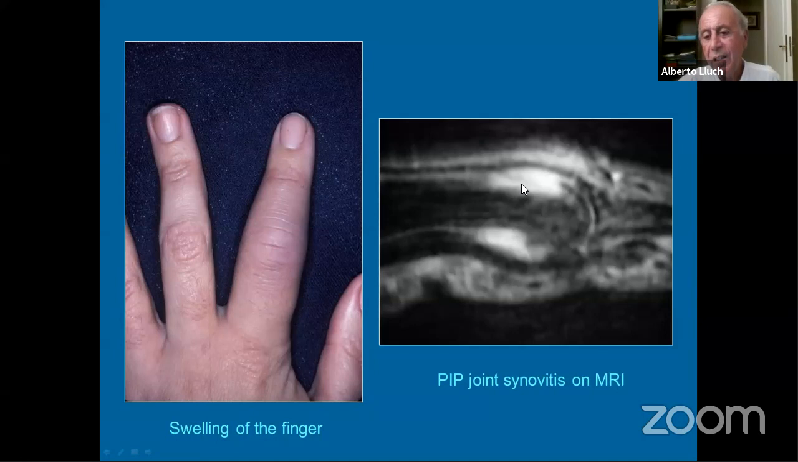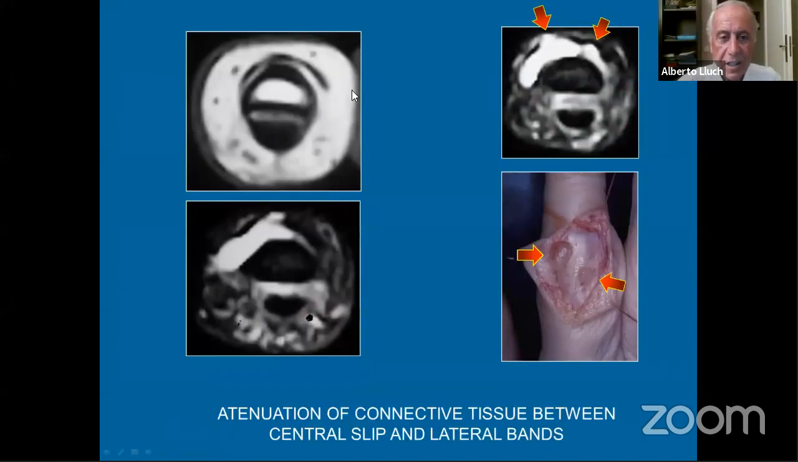But the central slip is still intact, because we can see here on the left the central slip, one lateral band, the other lateral band, the proximal phalanx, and the pulley of the flexor tendons. This is normal anatomy. If we have a synovitis and do an MRI transverse section, we'll see that the synovitis will pierce and herniate between the central slip and one lateral band. Here it has completely destroyed the union between the central slip and the lateral band, and here it's beginning to do the same thing.